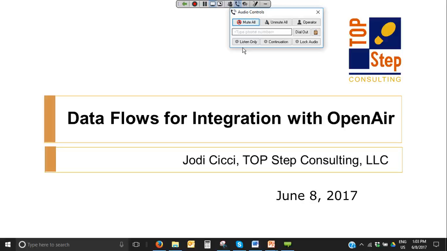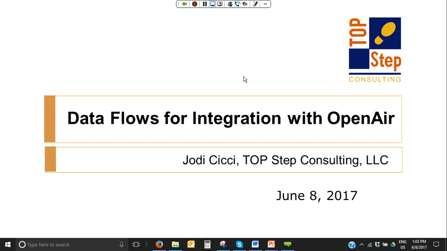This one is related to the data flows for integration with OpenAir. Specifically, I'm going to talk about 3 different system integrations that we typically run into at TopStep when we're dealing with customers and their OpenAir environments. And those are namely the QuickBooks integration, both standard and online, Concur integration, and the NetSuite integration.